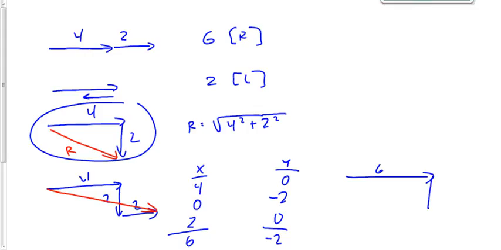6 to the right, 2 down, and we know how to find that. Right, we do the same thing as we did in the last question. R is equal to the square root of 6 squared plus 2 squared. So far, so good?